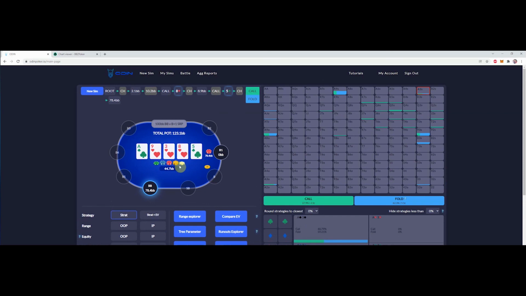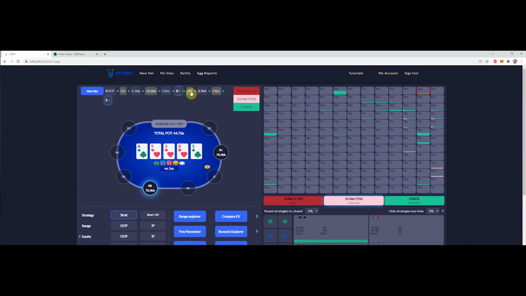For this size, I just think people are not going to be as aggressive as they should be. So yeah, kind of an interesting spot here, and definitely a nice spot here on the river that we ended up getting to, where we see our hand is only strong enough to be betting essentially flushes for value here, and that's the only thing that we're going to be betting.